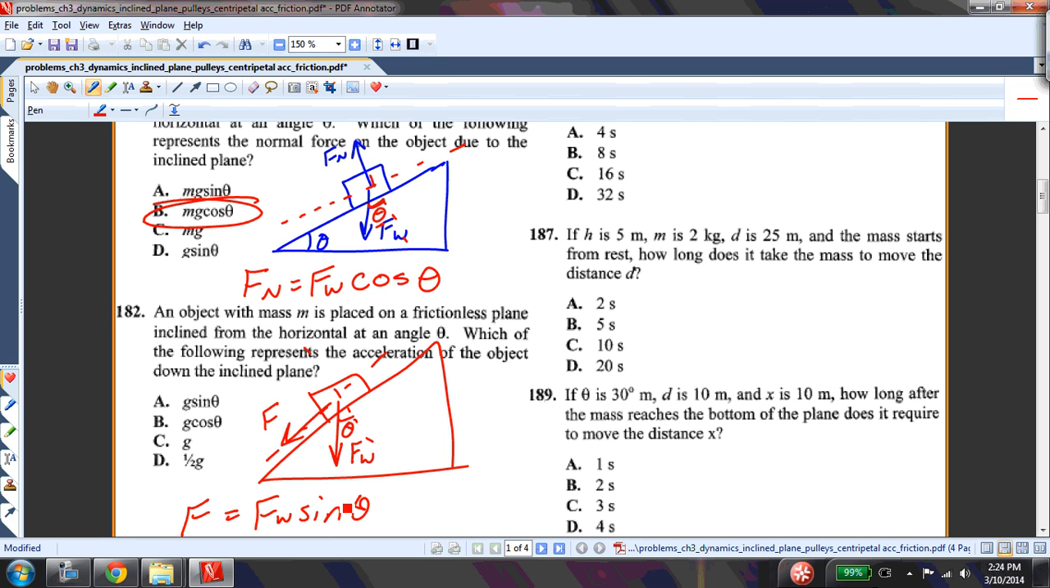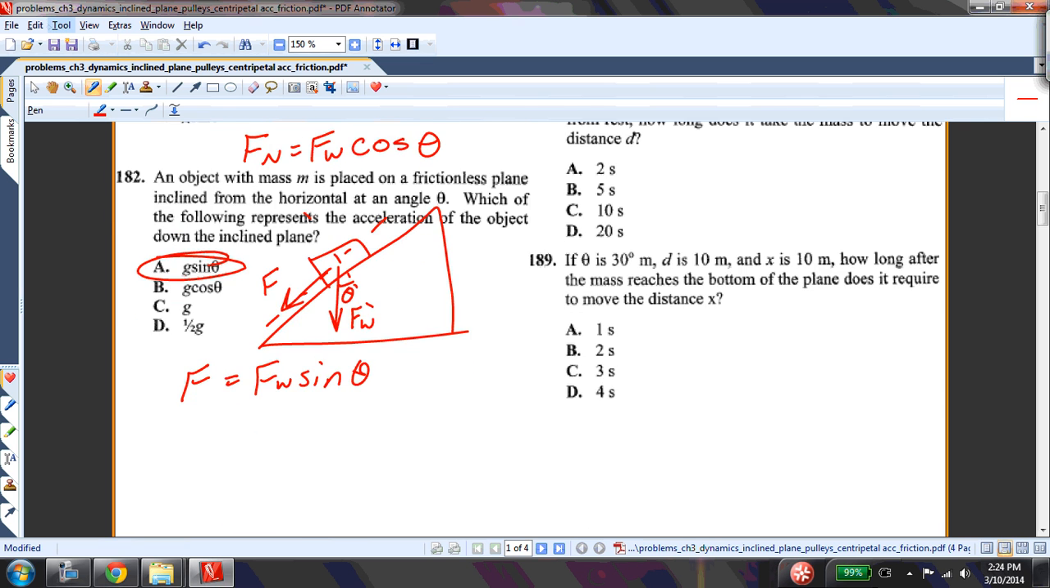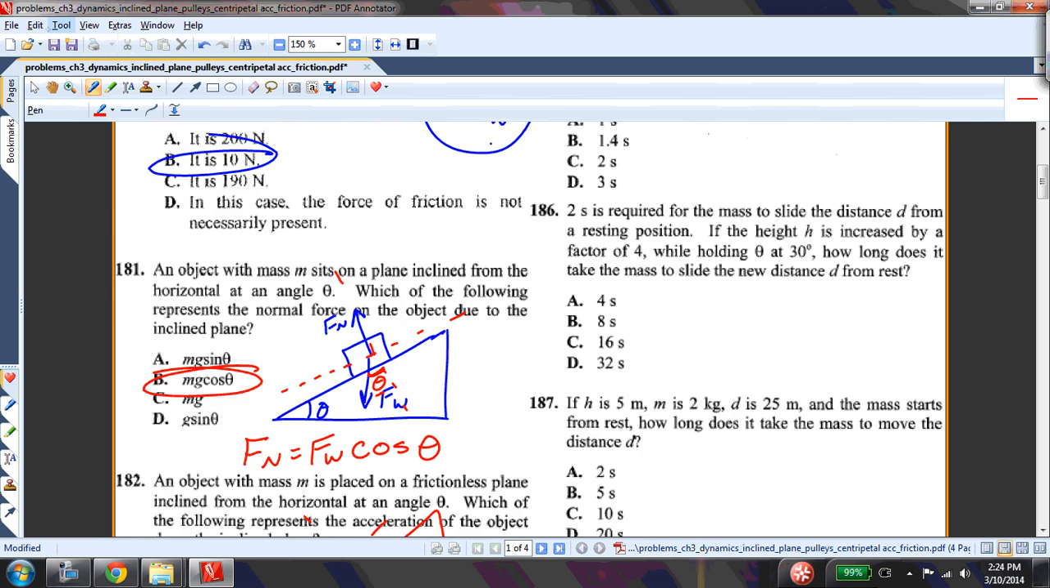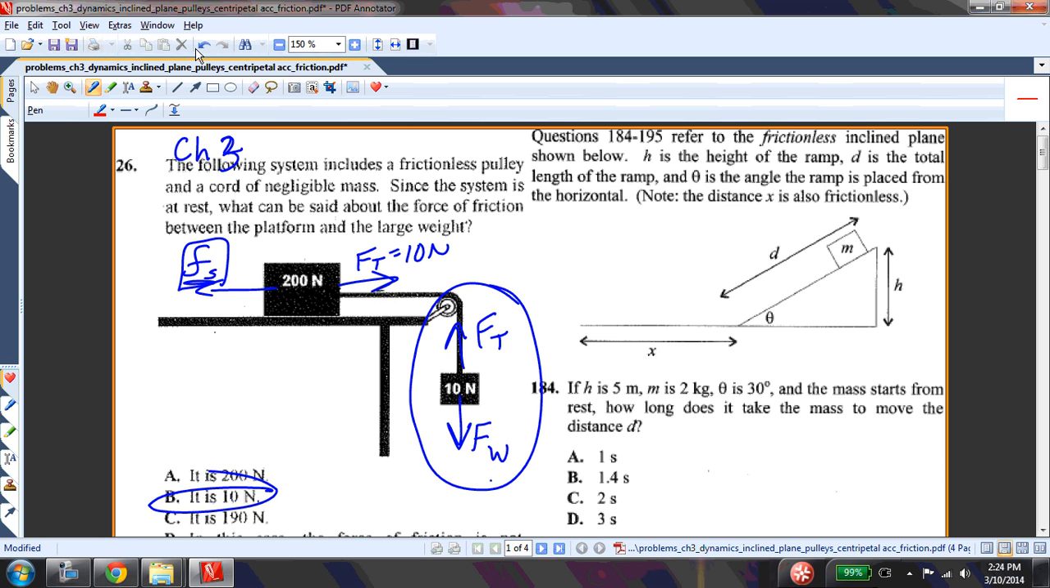All right, but here I'm not looking for the force, I'm looking for the acceleration. So I'll just divide both sides by m, and I will get g sine theta, that is A. That gives me the acceleration down the inclined plane. Again, really something you just need to be very familiar with and just be able to produce at any point.